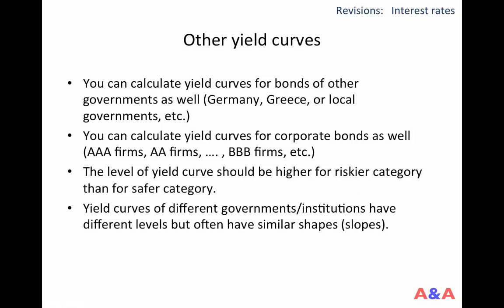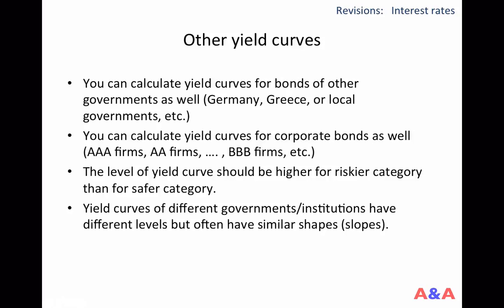So, for example, it is likely that the yield curve for Greek government bonds should be above the yield curve for German government bonds. And this is because, remember, high prices of bonds imply low interest rates. And for the same face value of 100 euros, it is likely that German government bonds are more expensive than Greek government bonds because they are safer.